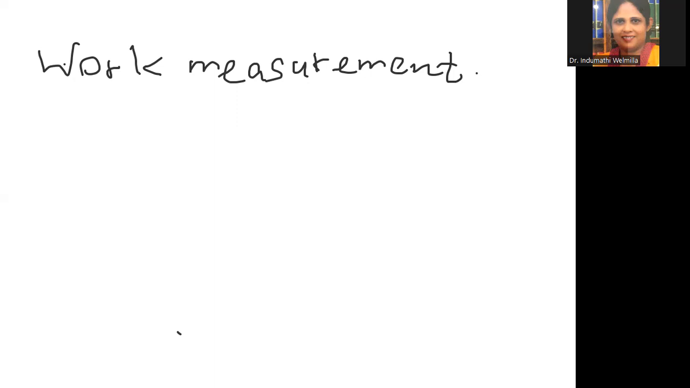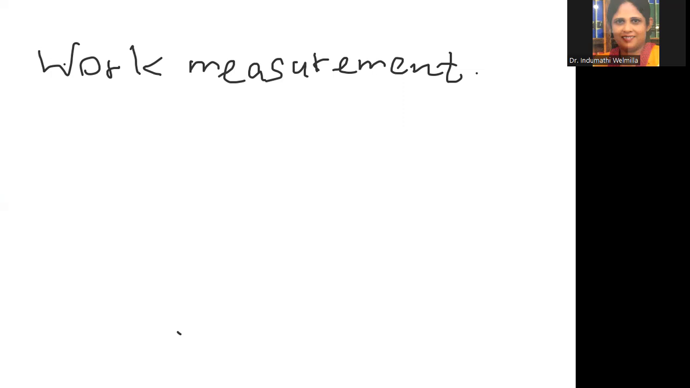Managers use several different techniques to set work standards. Under this work measurement part, you have to know what the standard means. In this part you also have to know what time study is. This time study is also very relevant to this part. I will discuss later what time study is.